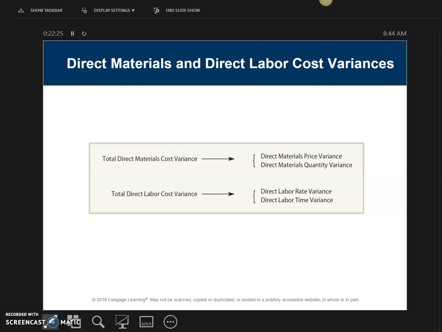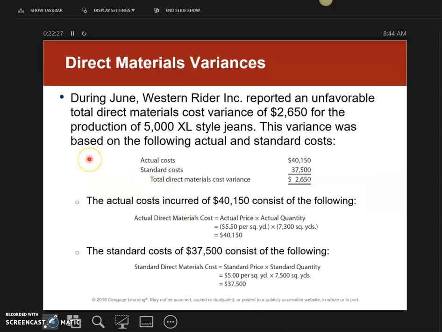And this is, don't forget, we're making jeans. During June, we reported that our direct materials cost variance was $26.50. Our actual cost total was this. Our standard cost total was this. So let's break down to see how we actually got these numbers.